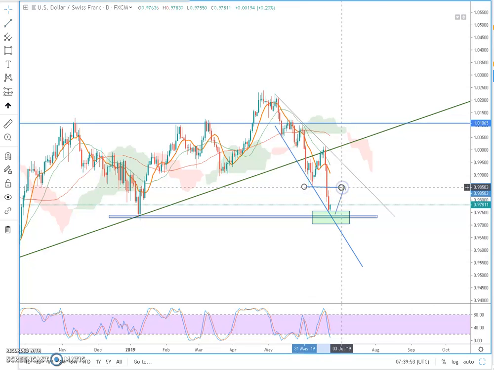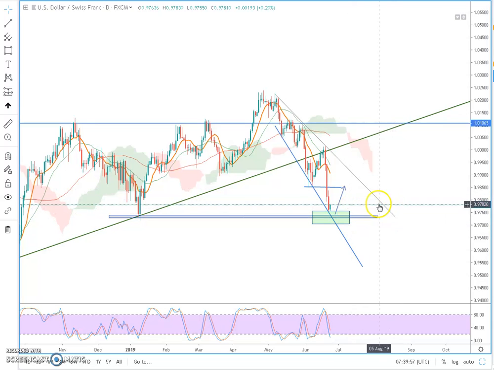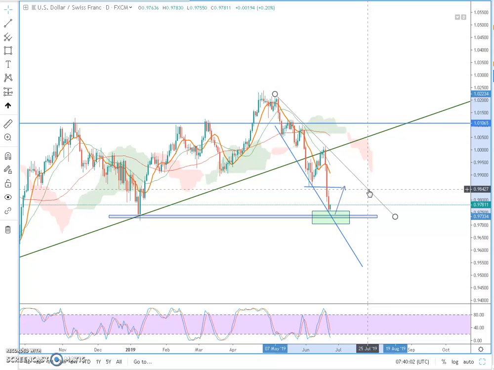this 0.9850 area in coming days. Or anyhow, we will be looking for the price to move towards this descending trend line on top of the price.